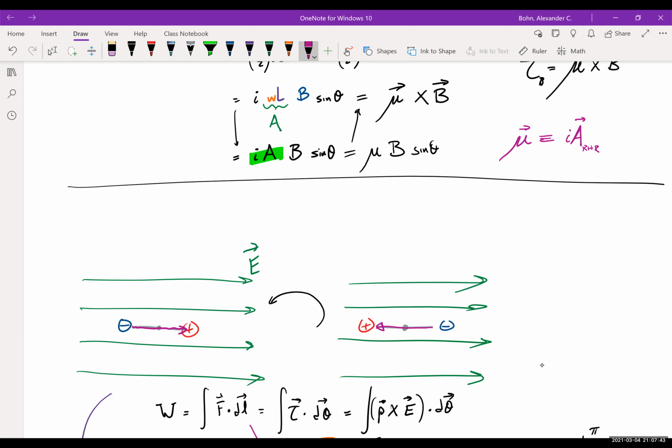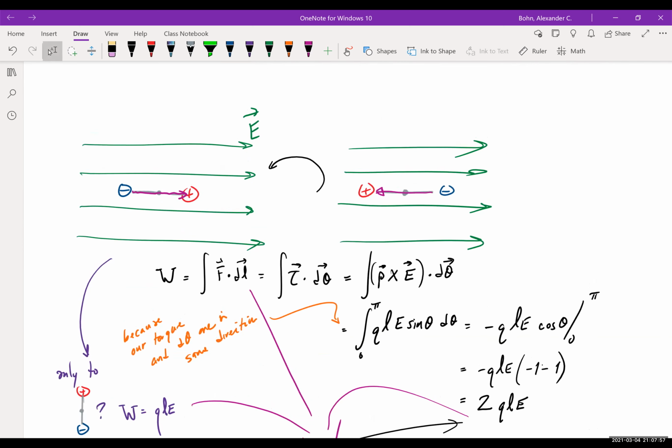This is what we're talking about here, but here we're talking about it for electric fields and electric dipoles. Don't worry, we're going to say the same thing for magnetic dipoles in a second. The work that we do, sure, is force dot dl, but it's also for rotational forces, torque dot d theta. Torque for an electric field is dipole moment cross E dot d theta.